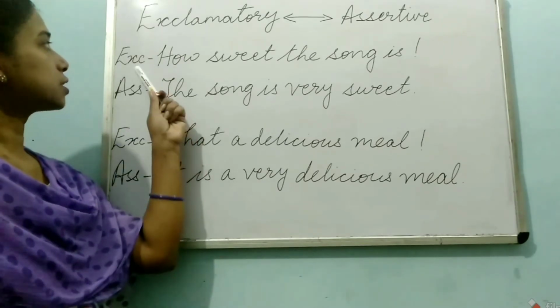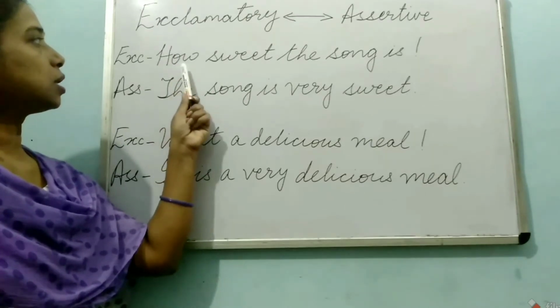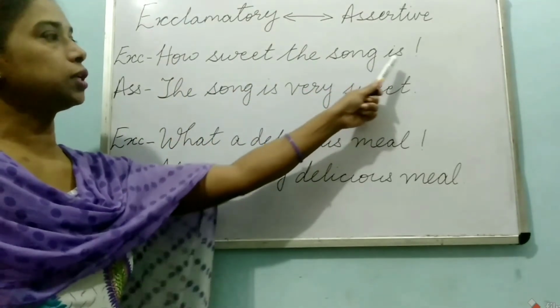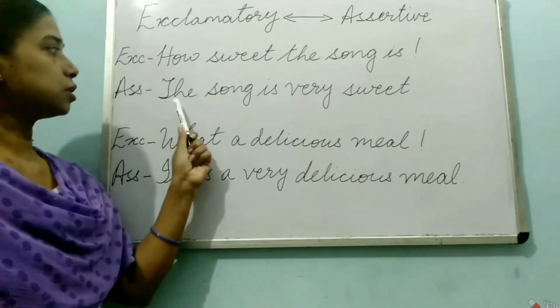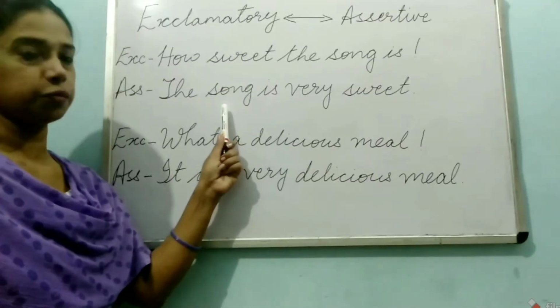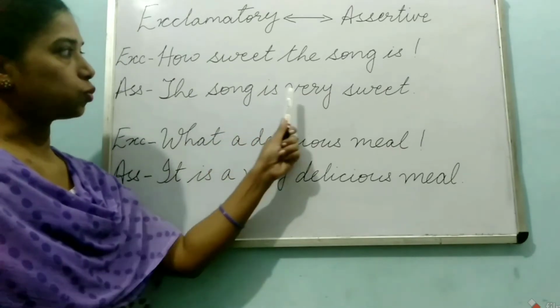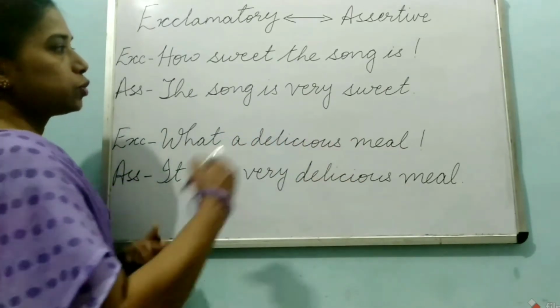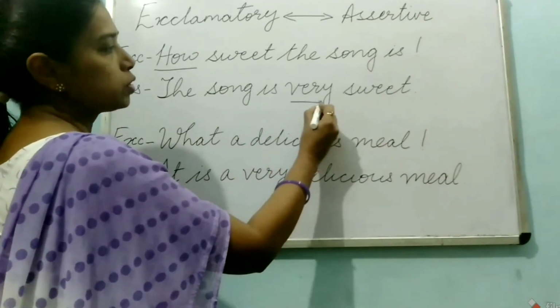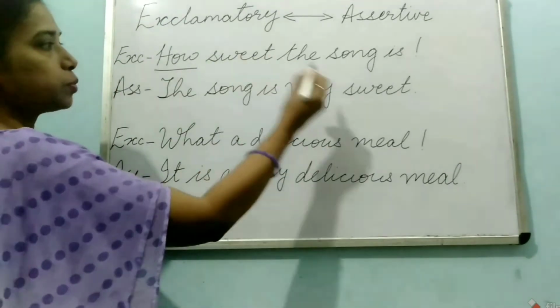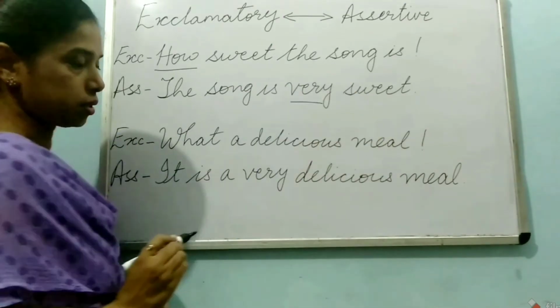Now in your first example, the exclamatory sentence is "How sweet the song is!" When you change it into the assertive, you write it as, "The song." You begin with the subject. "The song is very sweet." So here you see, instead of how, now here you have used very. So how sweet becomes very sweet.